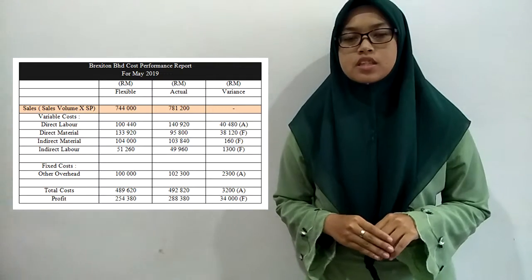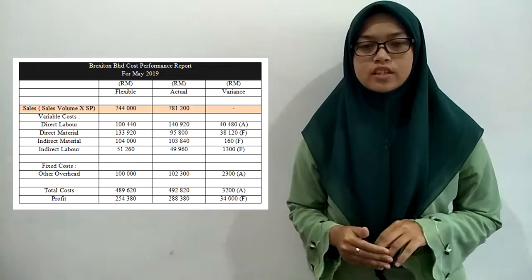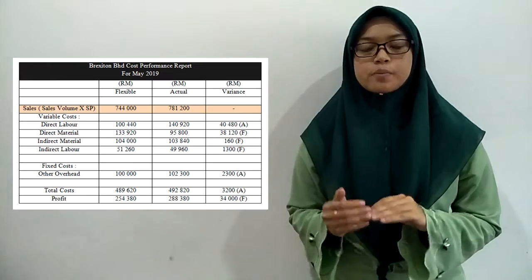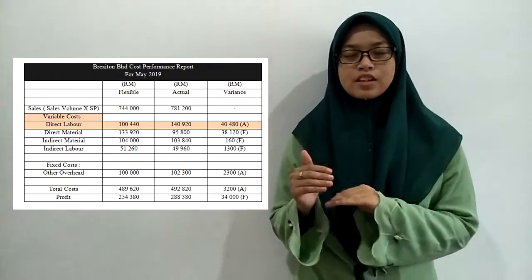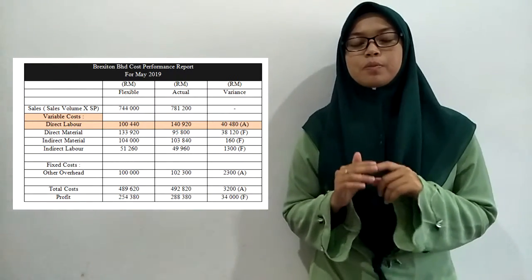We need to classify 3 columns, which are flexible, actual, and also variance. The first item is sales volume. Sales volume for flexible is 37,200. Second, sales. For sales, we need to multiply selling price with the volume. So now let's look at the third item, variable cost. The first item for variable cost is direct labor. To calculate the cost for variable, we use the formula UVC times sales volume plus fixed cost.